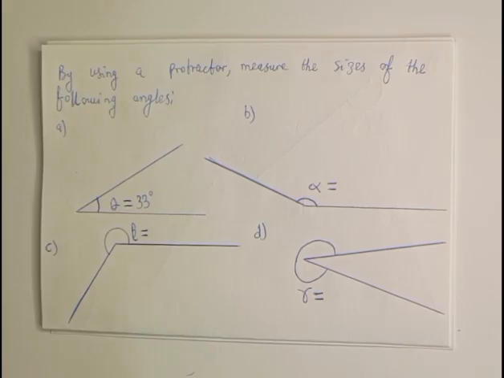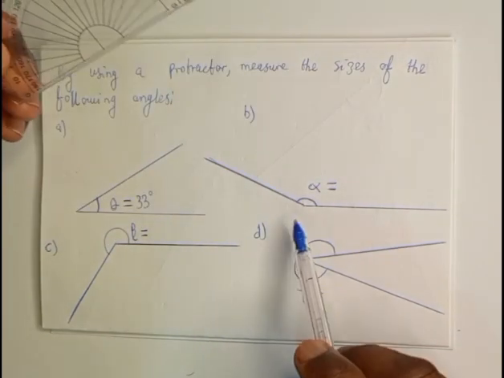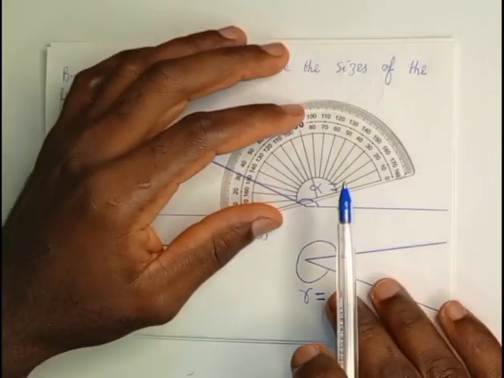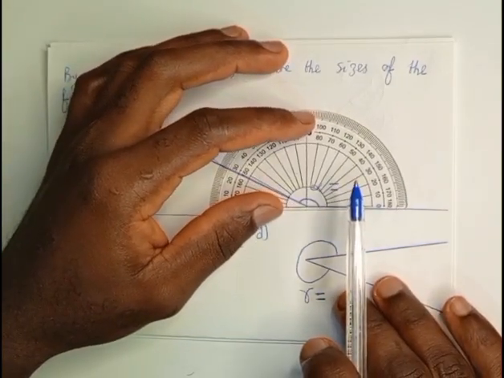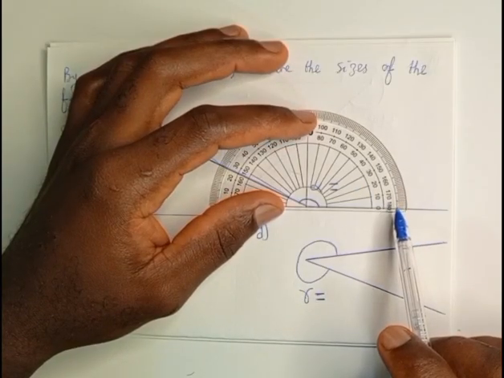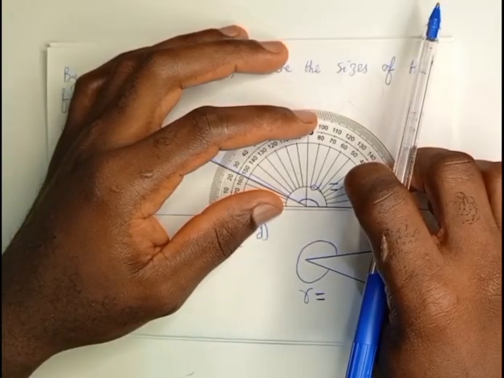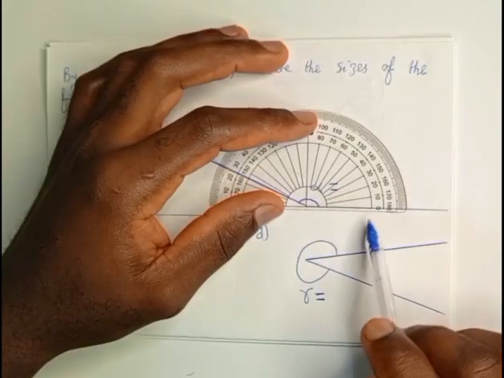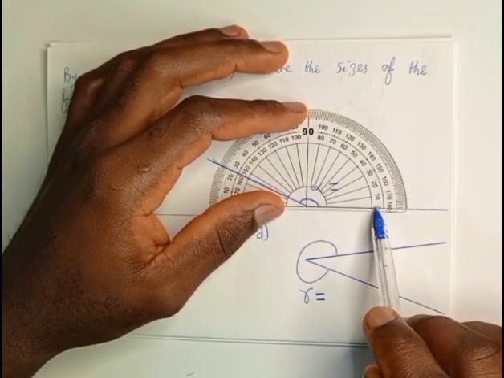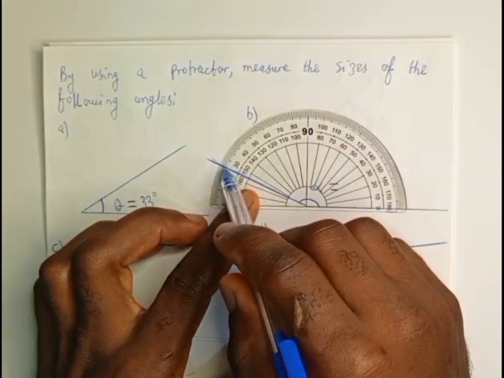We move now to B. For B, we are to measure the angle alpha. Follow the same procedure. We place the initial line at the vertex. This is the vertex. We control the zero mark. Such. This is 0. Then the lines, you see they coincide here.